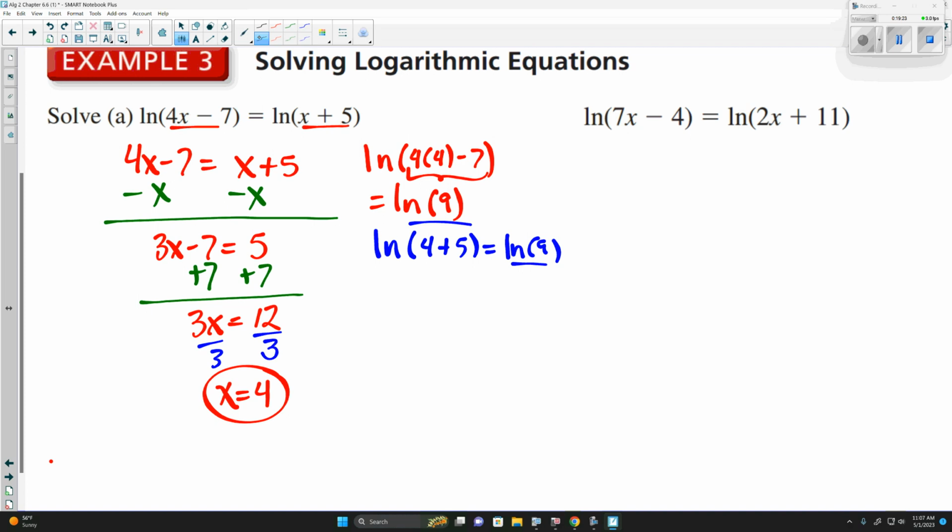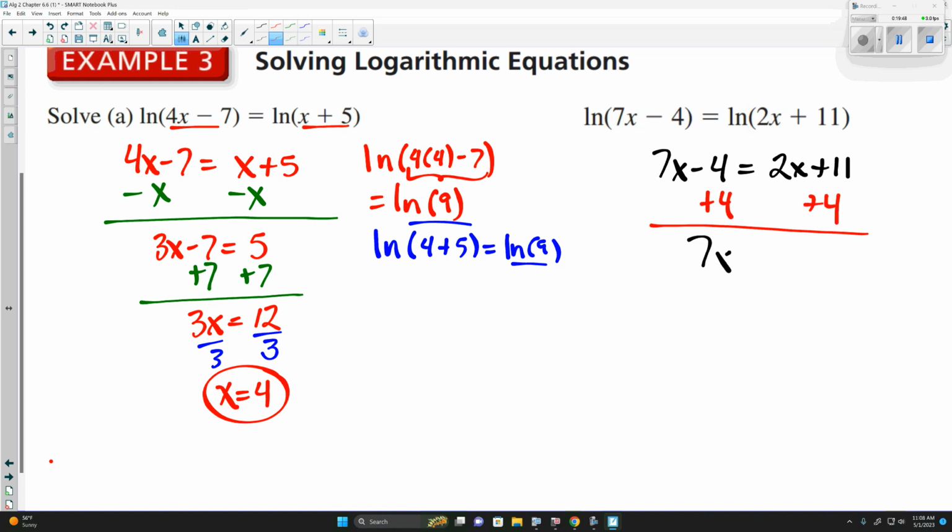Let's look at the next one. The natural log of 7x minus 4 is equal to the natural log of 2x plus 11. So again, at this point, we're going to set what's inside the logarithms equal to each other. 7x minus 4 is equal to 2x plus 11. Now we can add 4 to both sides, telling us that 7x is equal to 2x plus 15. So the next thing we can do is subtract 2x from both sides, telling us 5x is equal to 15.